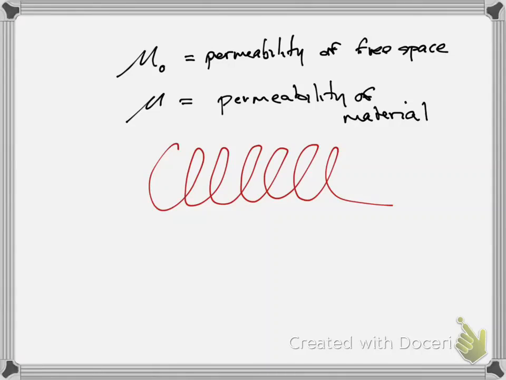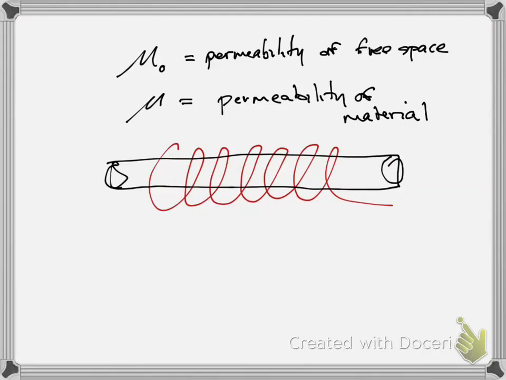So what we do is we take materials with a higher permeability, and we put them inside the solenoid, and a typical one is just to put an iron bar. You put an iron bar inside a solenoid, and the permeability of iron is greater than the permeability of free space, and so it enhances the magnetic field inside the solenoid.